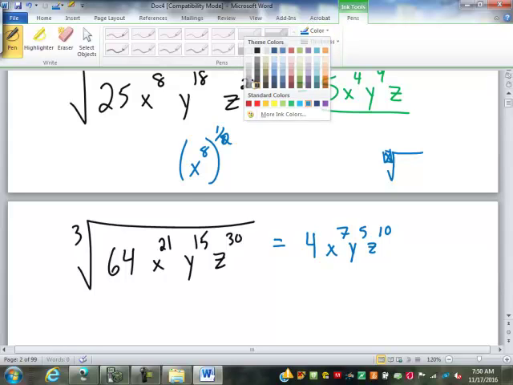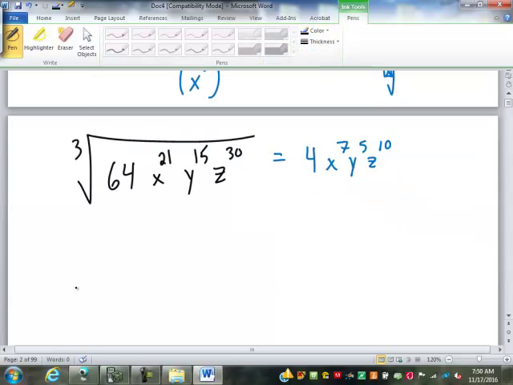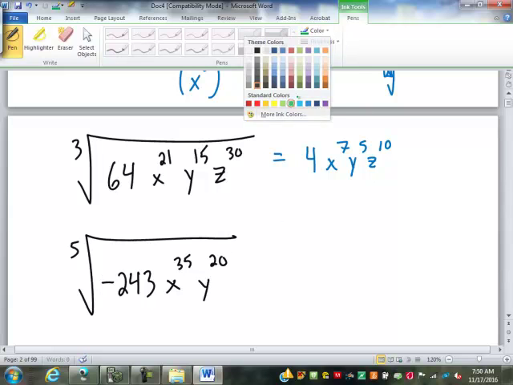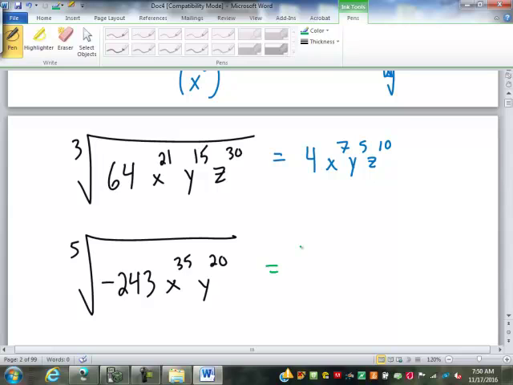Or if I throw in the fifth root of negative 243, x to the 35, y to the 20. First of all, can I do the fifth root of a negative number? Yes, it's an odd power, an odd index. If it was an even root, I cannot do an even root of a negative number. So I have to be careful with that.